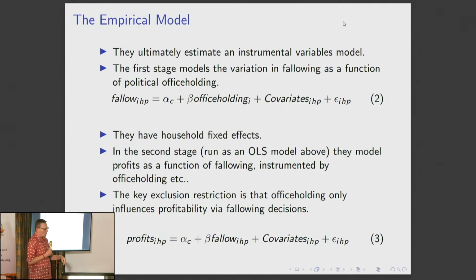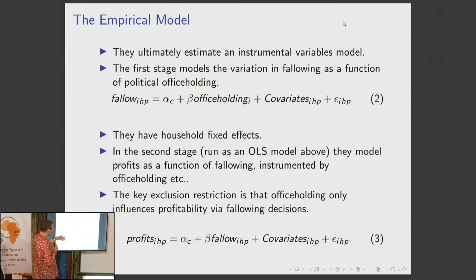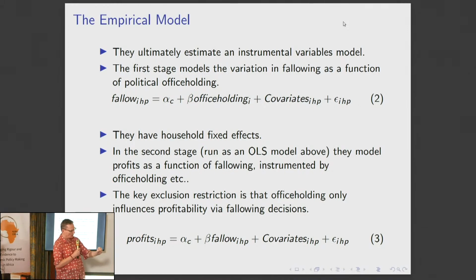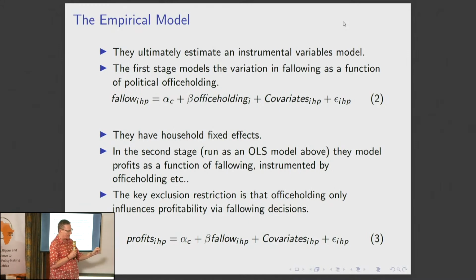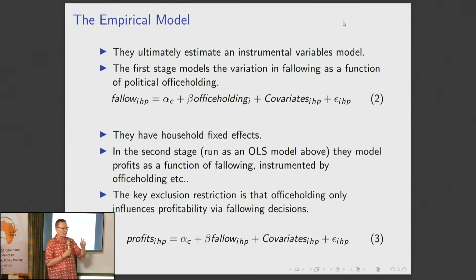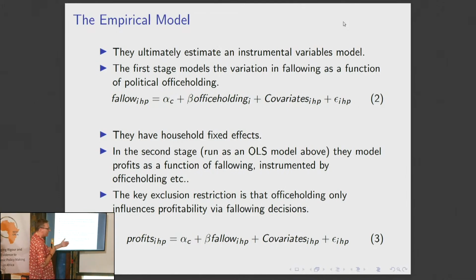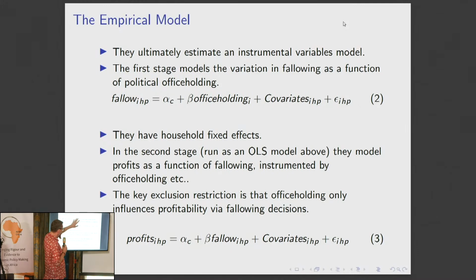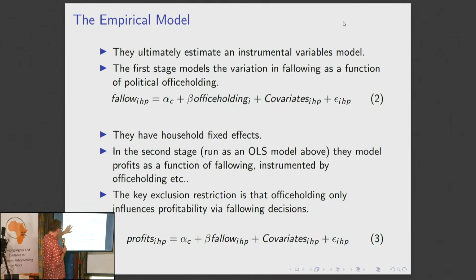Okay, so that's at the household, at the plot level, and then this is just whether or not you hold a traditional political office. We haven't talked that much about this, but this is just like the Nunn and Wantchekon paper, where they were trying to look at the impact of the historic incidence of slavery on trust in Africa today, and that was the second stage. In the first stage, they modeled the variation in historical slavery by distance from the coast, hypothesizing that, other things equal, the further an ethnic group was from the coast, the less likely it was to be impacted by the slave trade. Okay, so here, the exclusion restriction is that the only channel via which office holding impacts profits is through the fallowing decision.